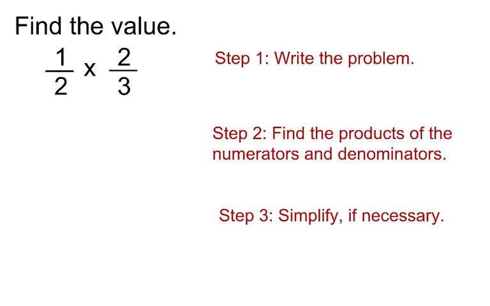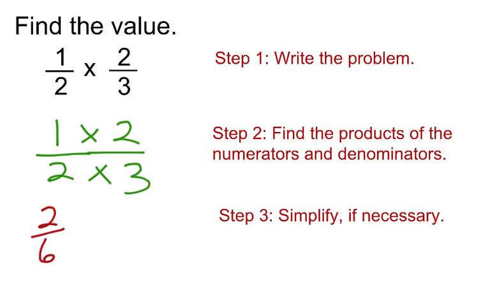Looking at our first example, find the value of 1/2 times 2/3. Our first step is to write the problem, which is written for us. Then we're going to find the products of the numerators and the denominators. So that would be 1 over 2 times 2 over 3. I like to make one big long fraction so that I don't get anything mixed up. Now I multiply those and I get 2 over 6.